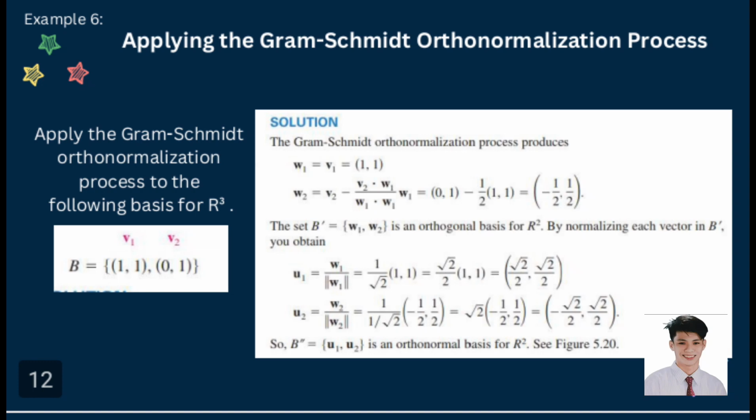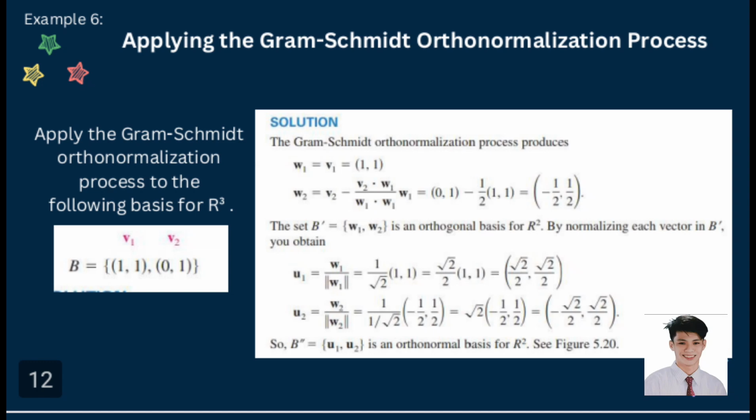unahin muna natin itong V2 times W1. Paano nakuha yung sagot na V2? Ay, yung sagot dito. So, yung V2 natin, ano yung V2 ulit natin? Yung V2 natin is 0 and 1. Tapos, yung W sub 1 natin is 1 and 1. So, 0 times 1 plus 1 times 1. So, 0 times 1 is equal to 0 plus 1 times 1. So, 1 times 1 is 1. So, 0 plus 1 is 1. Kaya nakuha yung 1 dito.